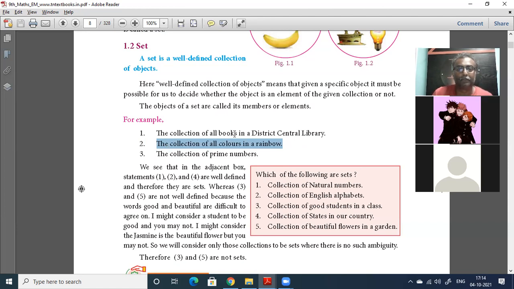District Central Library, which one can you think of in Tamil Nadu? In Chennai? Anna Library, uncle. Panimara Library. Okay, those are the two big ones. Very good. All the books inside that. Okay, continue to read.